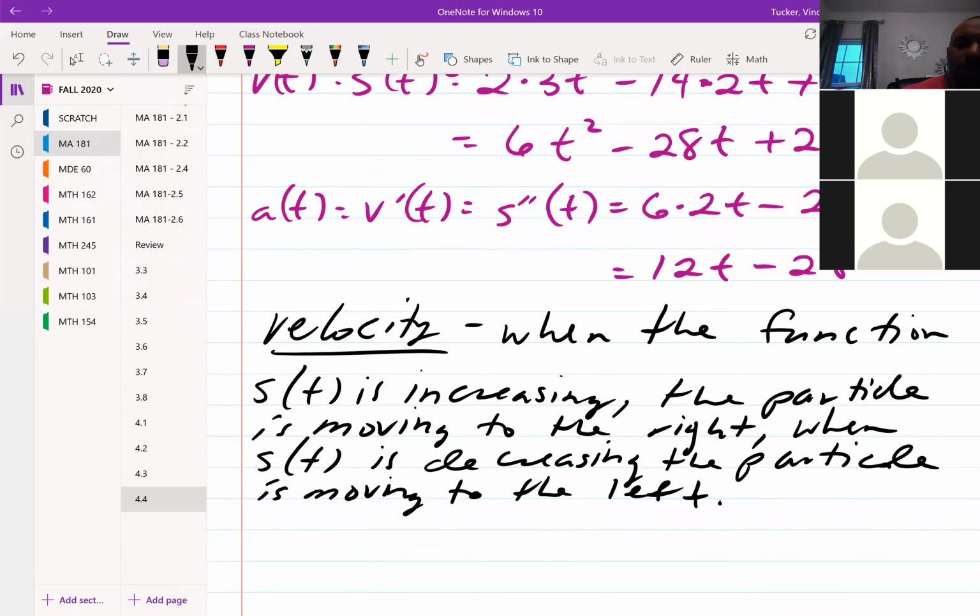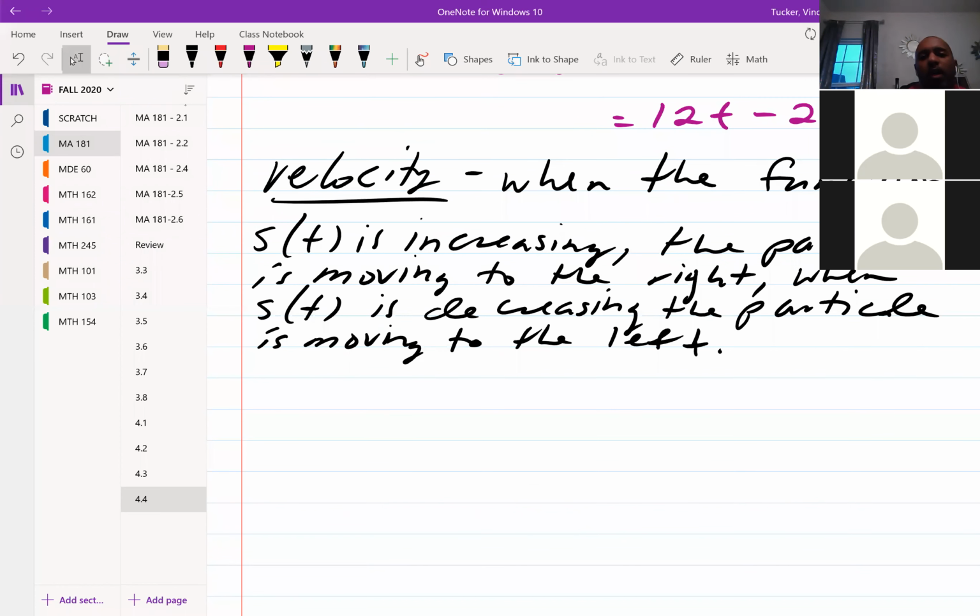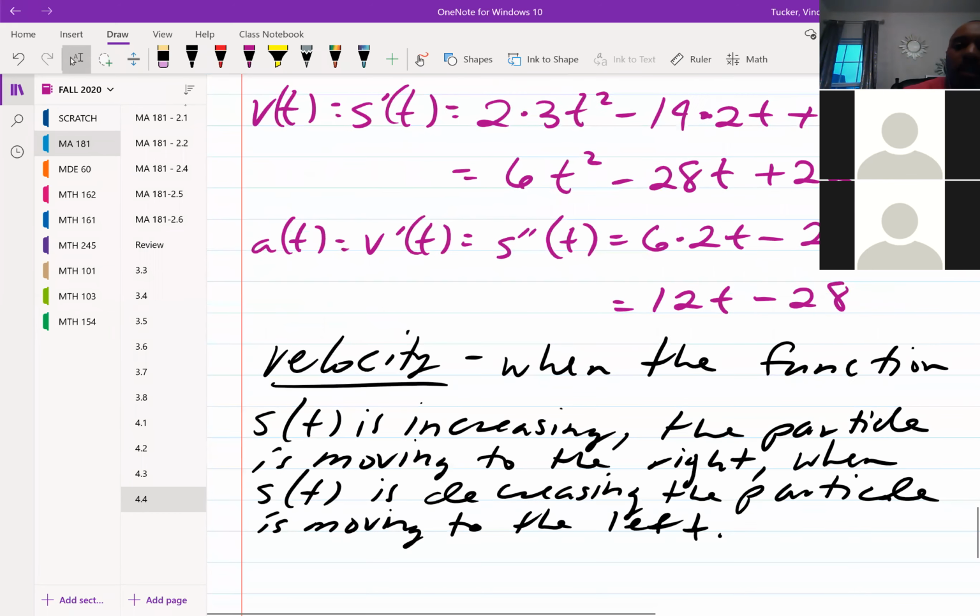All right, so just reiterating what I just mentioned in the notes. Looking at the velocity first, when the function s of t is increasing, the particle is moving to the right. When s of t is decreasing, the particle is moving to the left. So your first derivative test, we talked about that, I believe in the last section, determining intervals of increasing and decreasing. We can do that by using this first derivative. So what we need to do is figure out when our first derivative is equal to 0, so we can set up our intervals like we did last time.